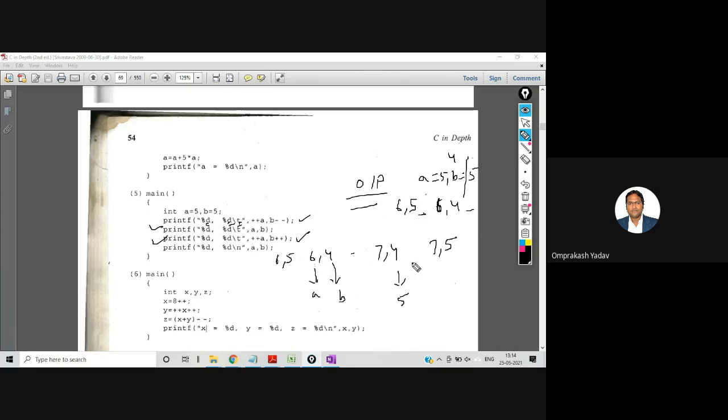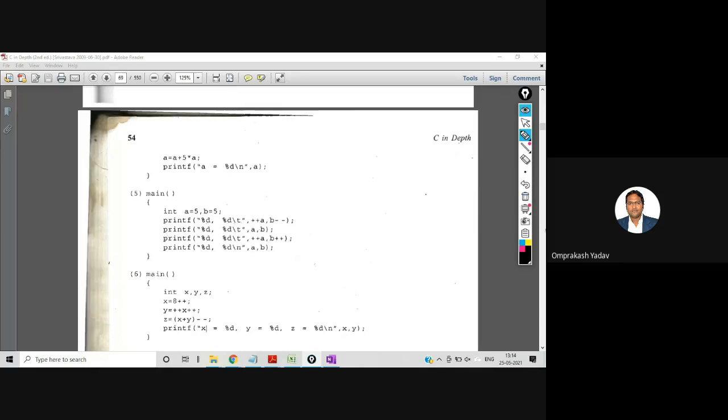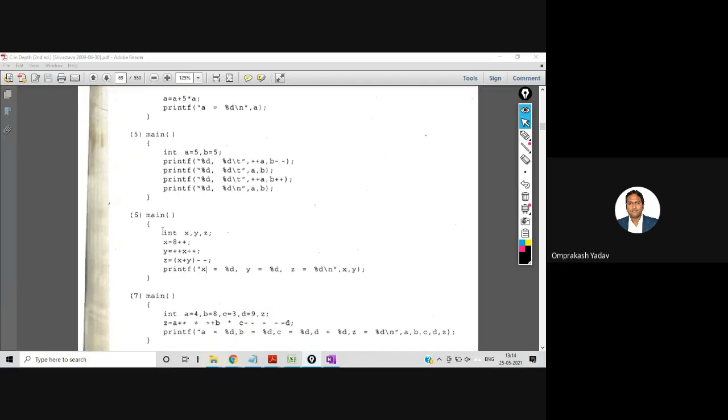So I hope many of you have given the answer. 6 5, 6 4, 7 4, 7 5. Yes, many of you have given the answer. Very good. Now we'll solve this one. I hope this is clear. If you have any doubt, you can ask me. Okay, so let's solve this one.